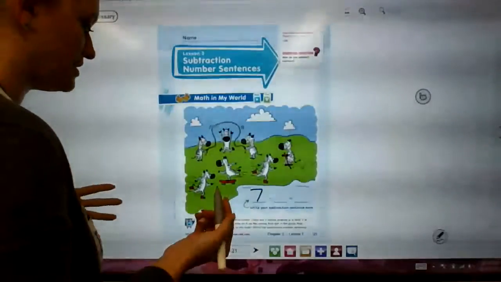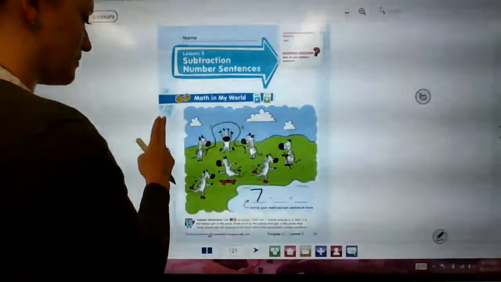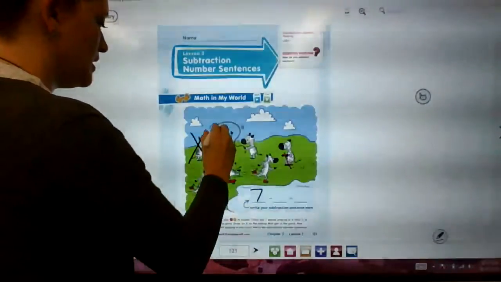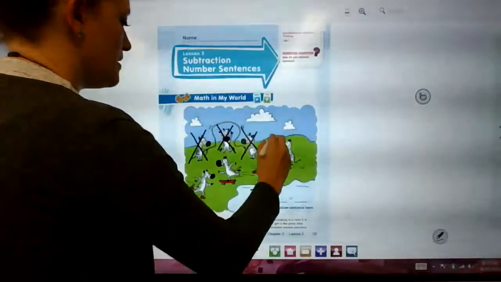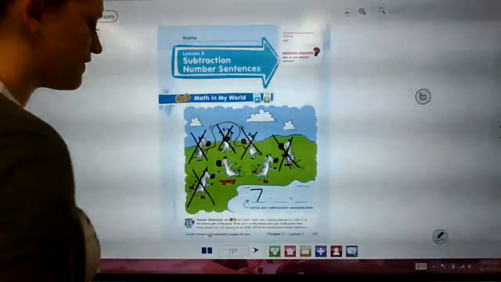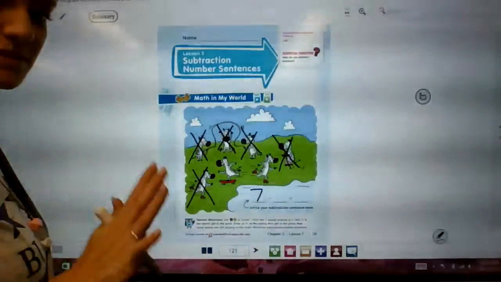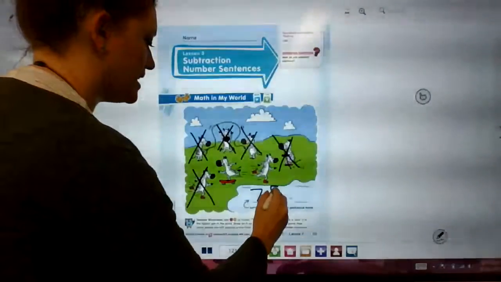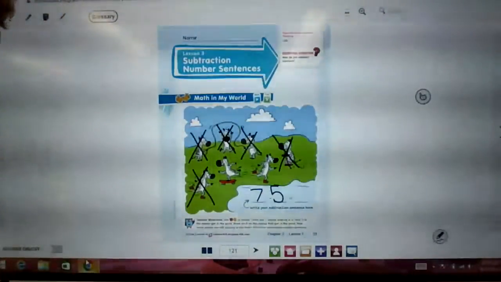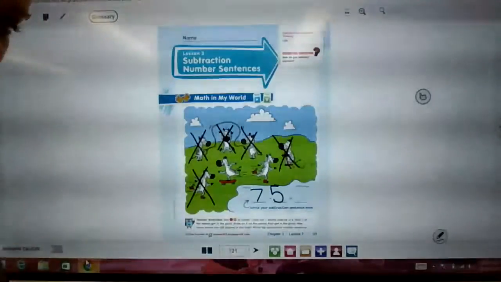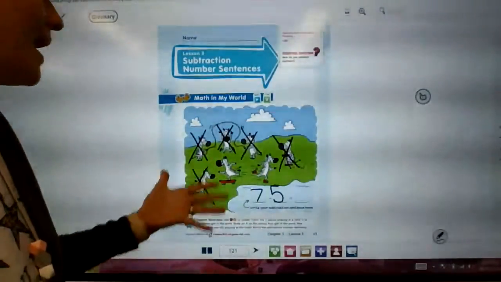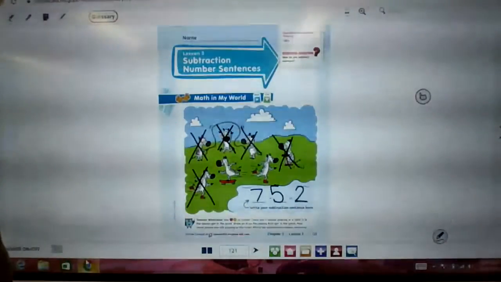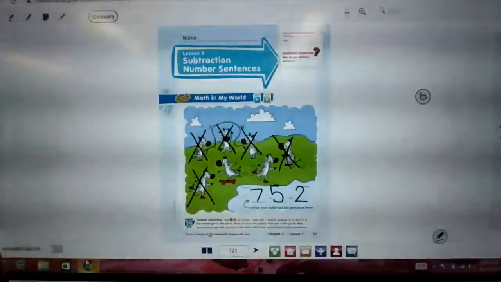So you can choose whichever ones that you like. I'm going to start the way that I read because I read from the left to the right. So I'm going to start with those, okay? So 1, 2, 3, 4, 5. I crossed off 5 zebras because I took away, or I am minus 5. I'm taking away 5. 7, take away 5. 7 minus 5 equals what? How many are left? 1, 2. 2 are left. So 7 take away 5 equals 2.